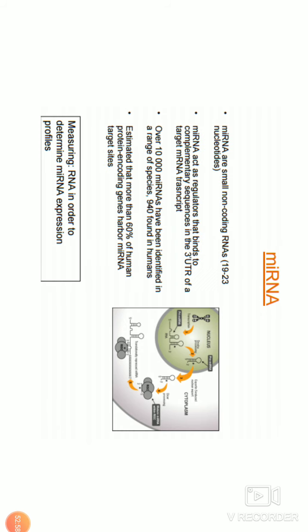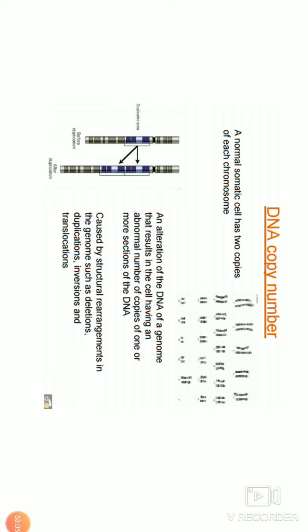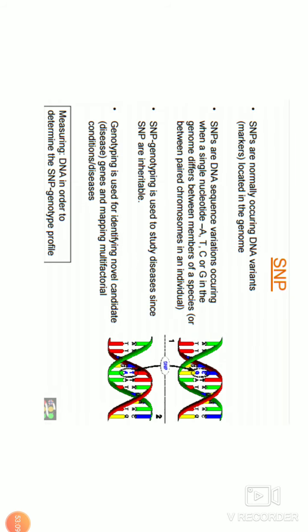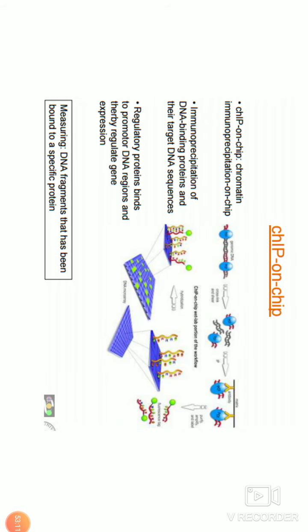MicroRNA also, I mentioned, you can identify using microarray. DNA copy number, how many copies there are, can be understood using microarray. A single nucleotide polymorphism can also be understood.